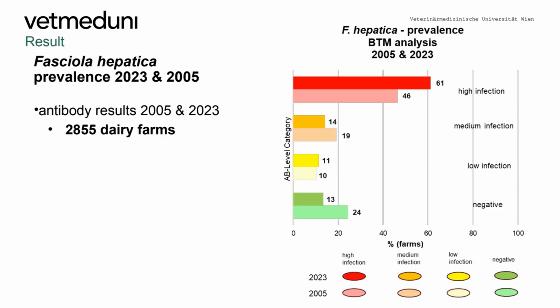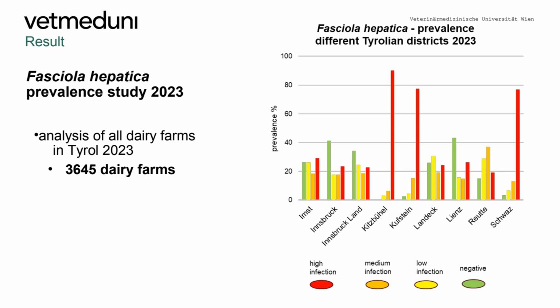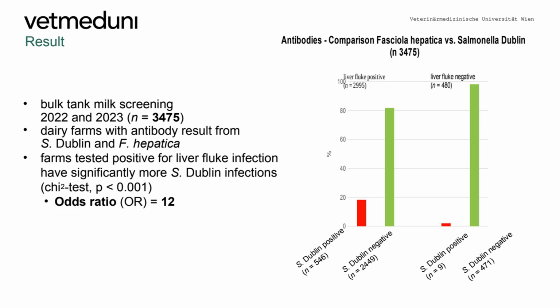Now, this is the comparison of farms from 2005 with farms investigated in 2023. And we see, especially in the category with high antibody titers, an increase of about 15%, while it's the reverse in the negative category. This is an overview at the district level, and Kitzbühel, Kufstein, and Schwaz were highly endemic. Kitzbühel is also the region Johannes talked about before. This is also the region where he had his holidays.